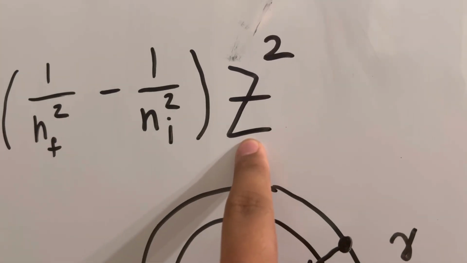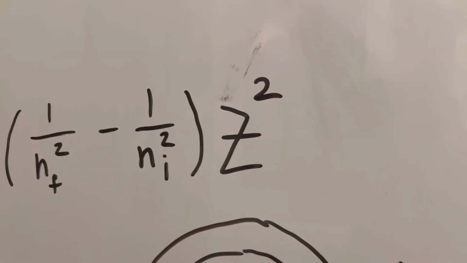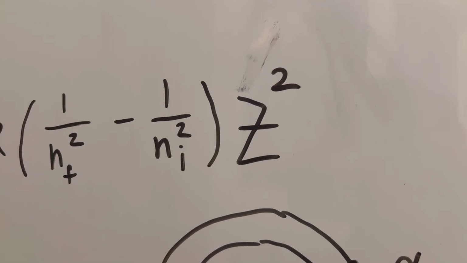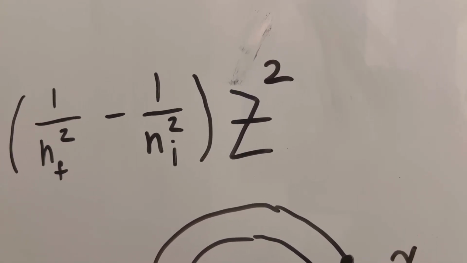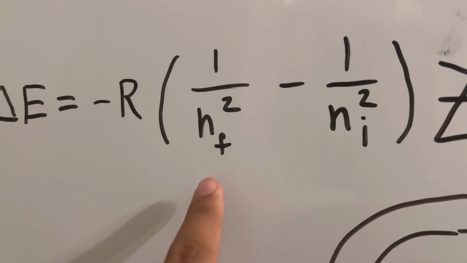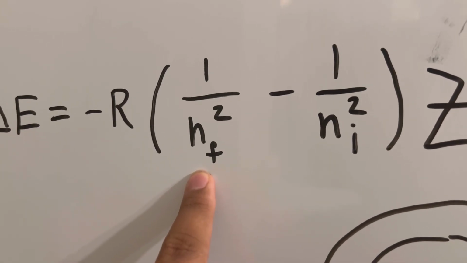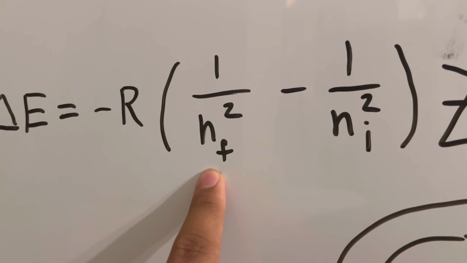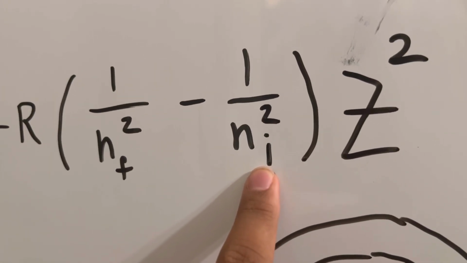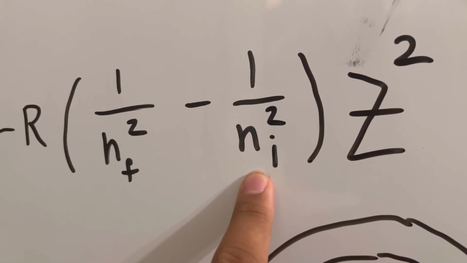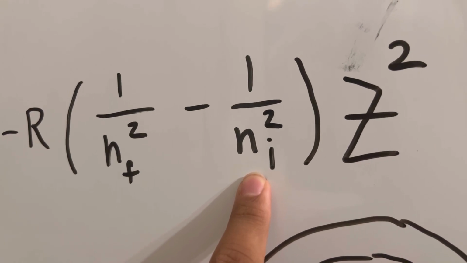So this variable right here is the atomic number of the atom that's either absorbing or emitting the photon. This variable right here is the final energy level that the electron will be on, while this one is the starting point or the initial energy level that the electron will be on.